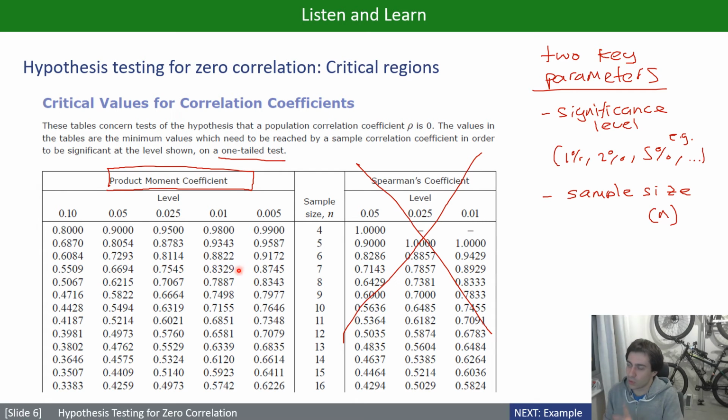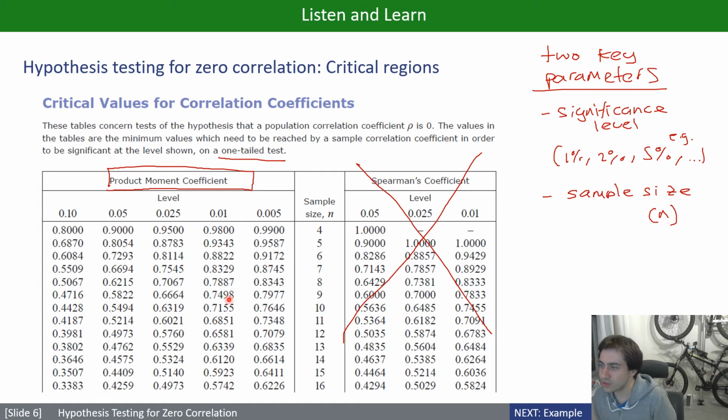So all that means is if it's a two-tailed test, you know what to do, right? You just halve your significance. So a two-tailed test at 10% is exactly the same as a one-tailed test at 5%, and that's it. Really easy. So these are all the one-tailed test values.